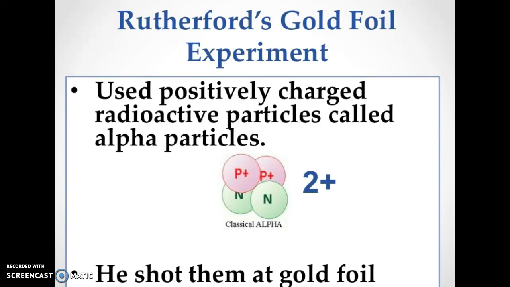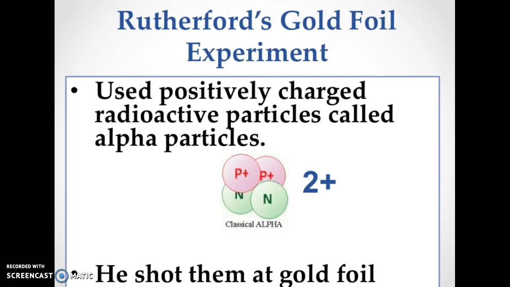Okay, so this is part two to the atomic theory lesson 1.4. The next scientist I want you to know is Ernest Rutherford. He's famous for his gold foil experiment, which is a pretty neat experiment that told us a lot about the overall structure of the atom.